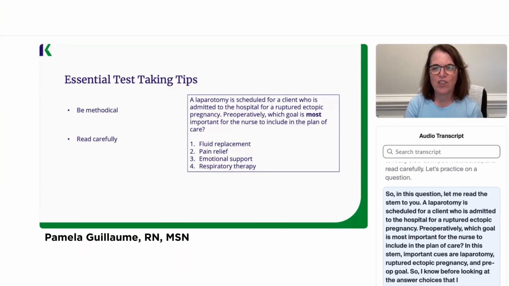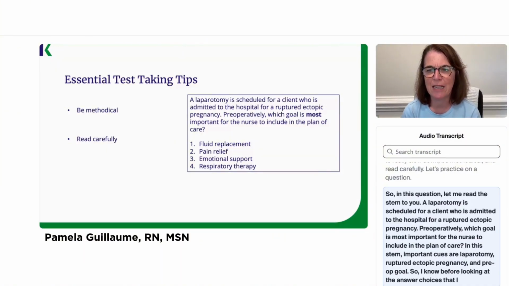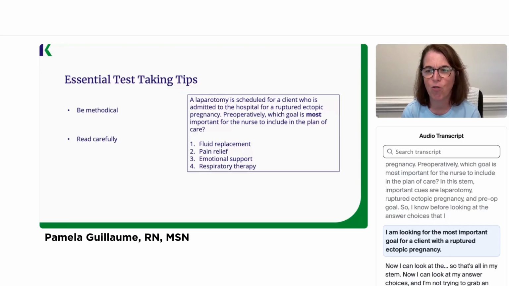So in this question, let me read the stem to you. A laparotomy is scheduled for a client who is admitted to the hospital for a ruptured ectopic pregnancy. Preoperatively, which goal is most important for the nurse to include in the plan of care? In this stem, important cues are laparotomy, ruptured ectopic pregnancy, and pre-op goal. So I know before looking at the answer choices that I am looking for the most important goal for a client with a ruptured ectopic pregnancy.